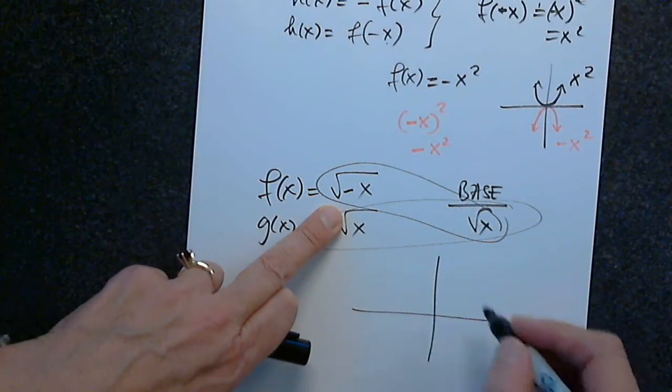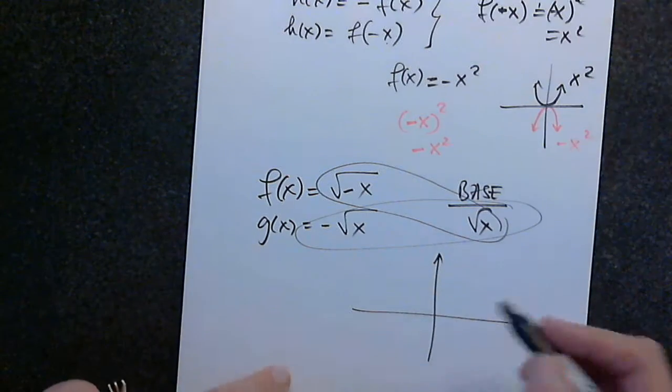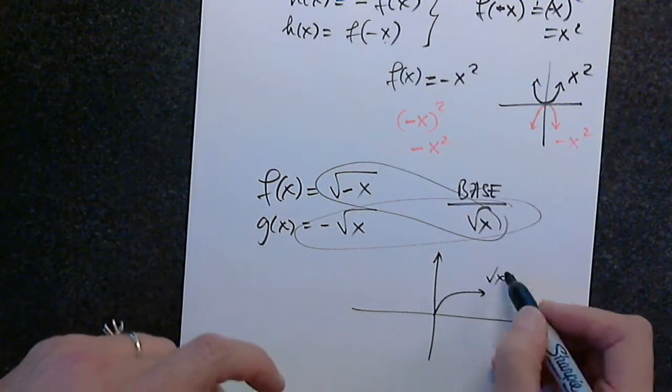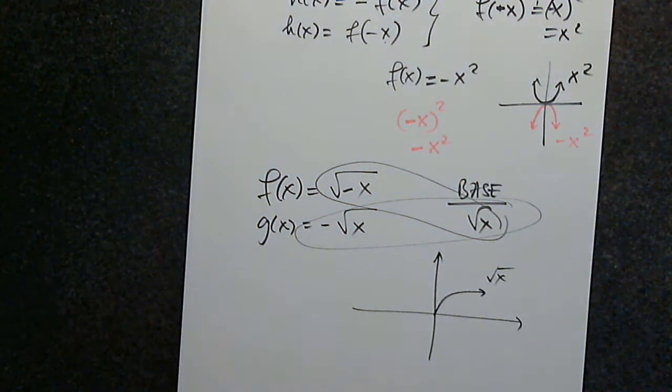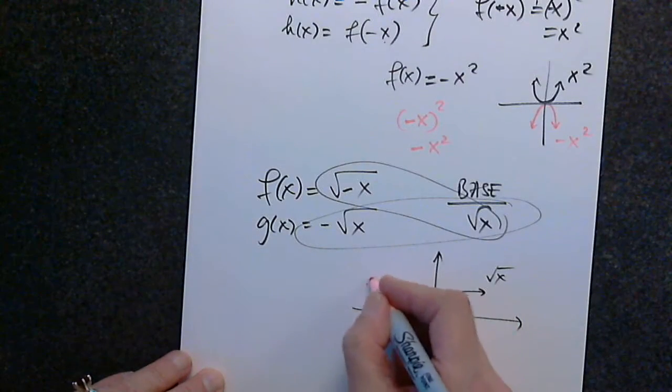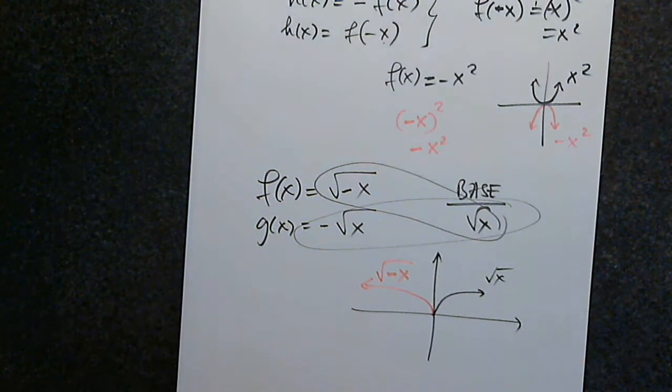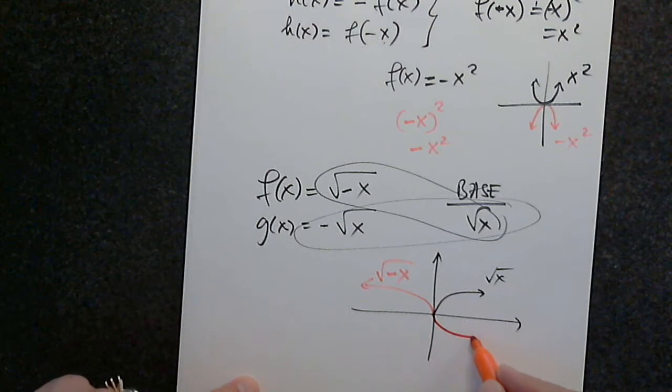So when we graph those, this is the square root of x. And this must be this. And this one must be this.